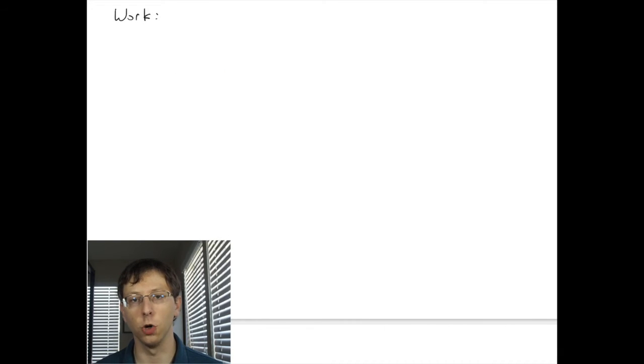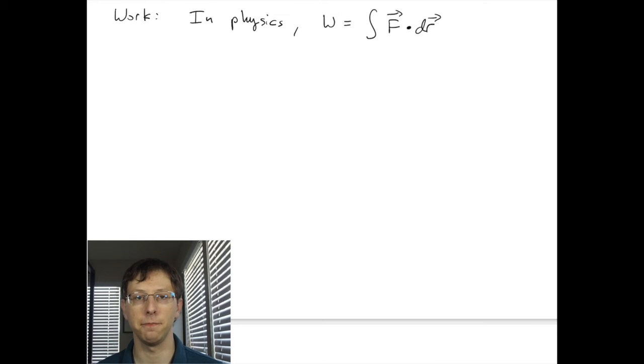And in physics, work is defined as the integral of F dot dr. In this case, F is the force that's acting on the object, and dr is an infinitesimal step along the direction of that object's motion.